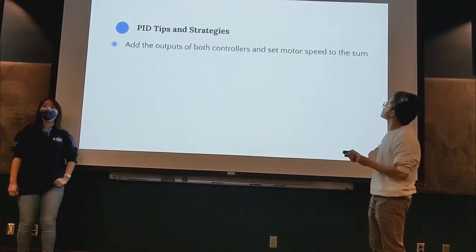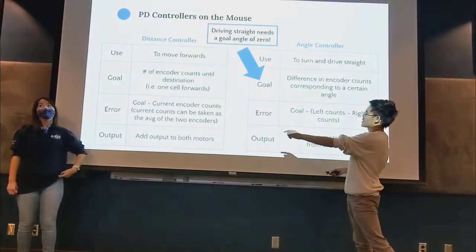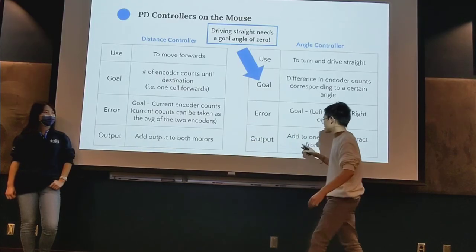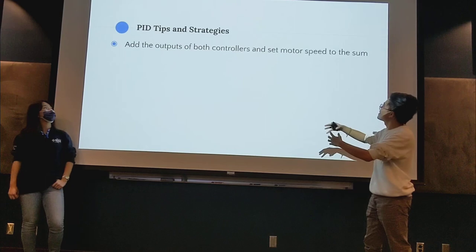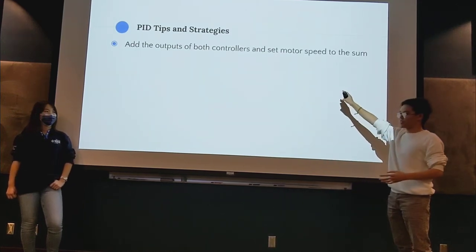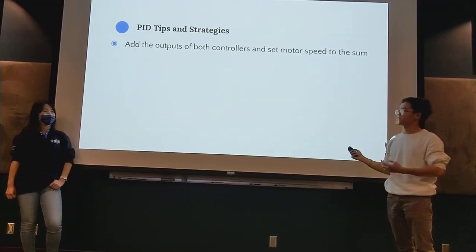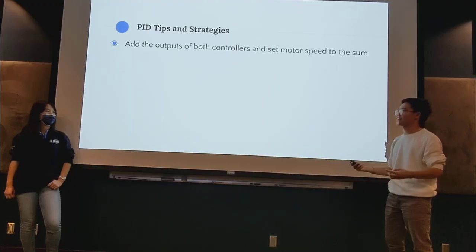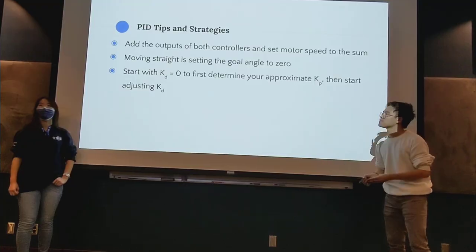What I was talking about here is that you're going to add the outputs of both of these. This is going to be a single number, and this is going to be a single number, and then you're going to add both of them, and that's going to be your motor speed that you're going to pass to the motors. It'll make more sense once you do the assignments, but just know that's how we combine the outputs of both controllers.